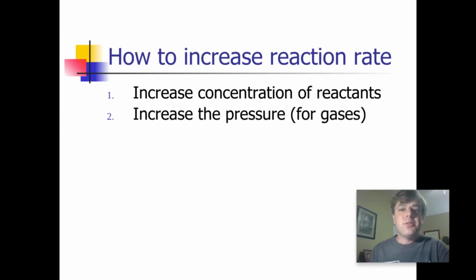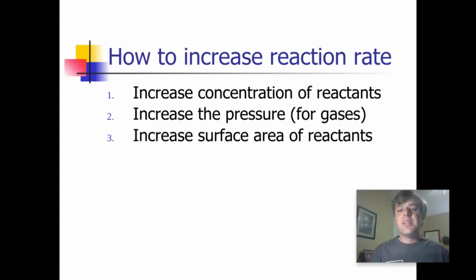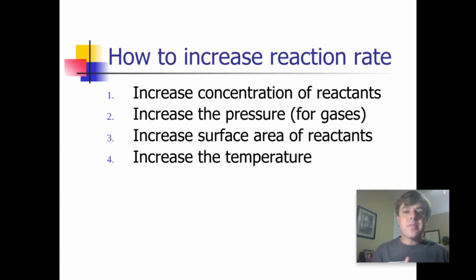Second thing you could do is, if there's a gas, you could increase the pressure, which is essentially the same as increasing the concentration. You're just putting everything closer together, so it's more likely to bump into each other. Third, you could increase the surface area. So particularly for solids, if you grind it up into a powder or you somehow open it up so that the other reactants are more able to get in there and collide with the particles, you're going to get a faster reaction.